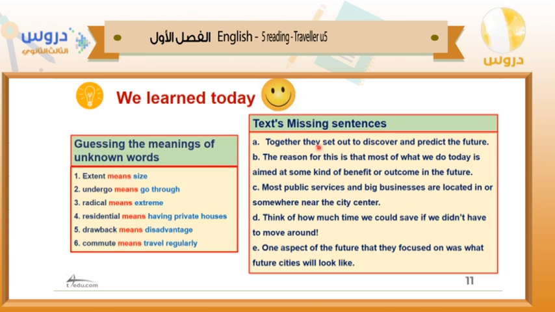A, together they set out to discover and predict the future. B, the reason for this is that most of what we do today is aimed at some kind of benefit or outcome in the future. C, most public services and big businesses are located in or somewhere near to the city center. D, think of how much time we could save if we didn't have to move around. And the last sentence, E, one aspect of the future that they focused on was what future cities will look like.